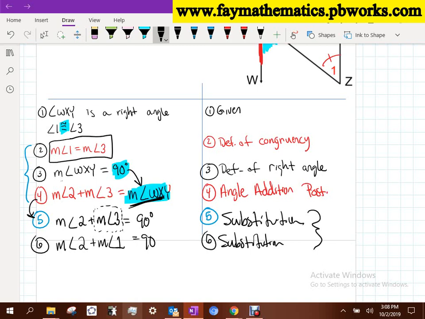What can you tell me then? How can you categorize or identify what angle 2 and angle 1 are as a pair? If they add up to 90, they are complementary, right? And hopefully you're starting to see the necessity of learning the vocabulary and then hanging on to that vocabulary.